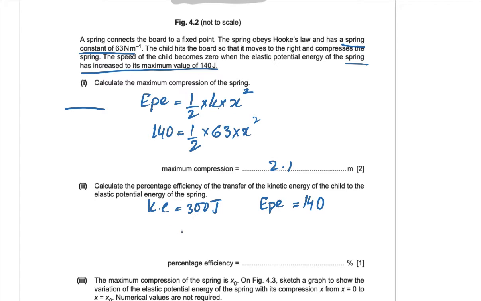So there is this total input of energy, and this was the total output of the energy. Your formula is going to be total energy output, that was elastic potential energy, the final energy that kinetic energy was converted into, and that was 140, divided by the total input, the total energy that was input into the spring, and that was the kinetic energy of the buoy at point Y, and that was 300. This will be multiplied by 100%, so you'll have a percentage efficiency of 47.